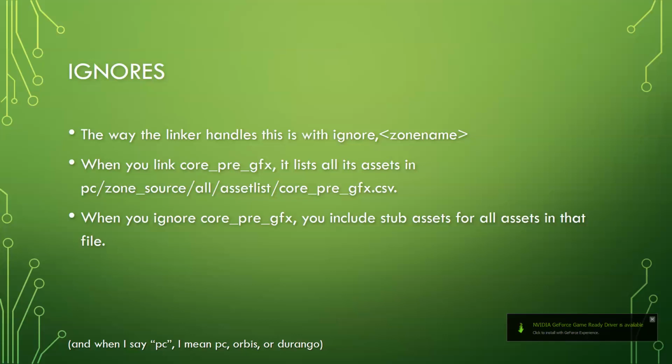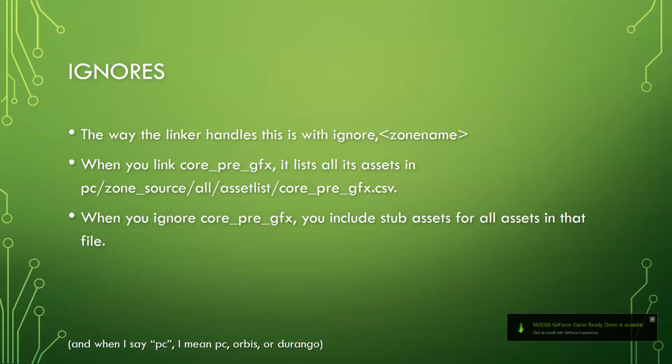So the way the linker handles this, like I said, is ignore comma and the zone name. And then when you're linking core PGFX, or I think the example I used here was core GFX, while the linker is building that fast file, it also creates a list of all its assets and saves it to PC zone source all asset lists, name of the fast file.csv. And here when I say PC, I mean PC, Orbis or Durango. I just picked PC because it's the shortest. So it makes things look a little less complicated.